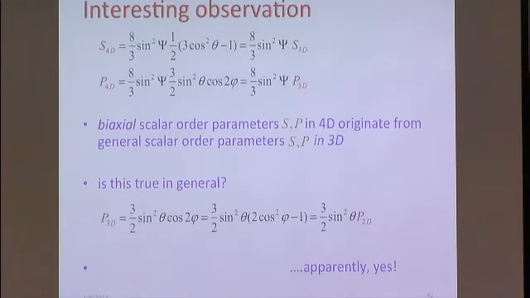The last thing I have to say is an interesting observation about these different order parameters in different dimensions. Here you can see our S, the definition of S in 4D. You can see the relation between this 4D one and the 3D biaxial order parameter, and the other biaxial order parameter is related by really the 3D order parameter multiplied by the same factor.